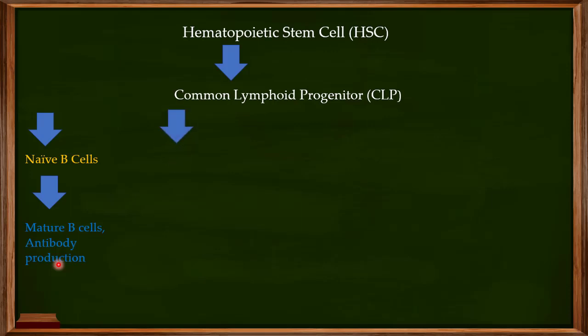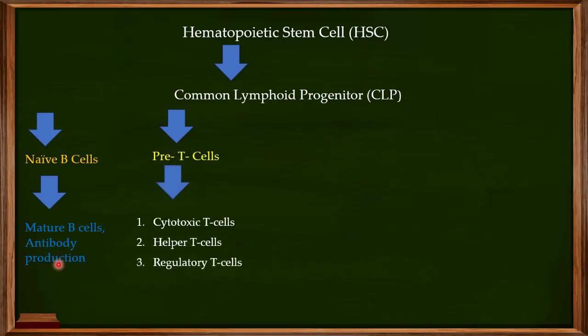The second type of cells that is produced by the CLP, they are the pre-T cells. And you all know that these pre-T cells have to move towards the thymus. We have already had a discussion on that. Then when they move into the thymus, these pre-T cells can give rise to different types of cells, like the cytotoxic T cells, the helper T cells, and the regulatory T cells, which are the different types of T cells. And we will have a detailed discussion during this series of videos on the different types of T cells and their important or specific functions.